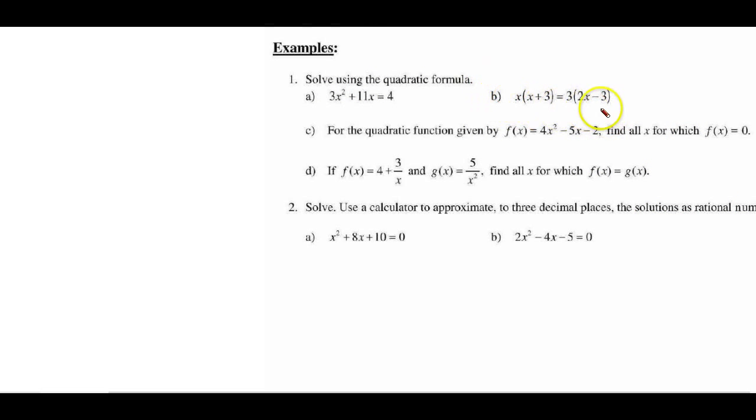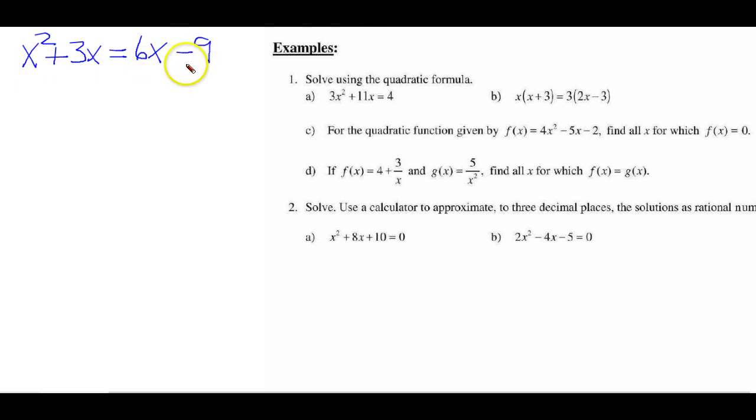B now, again, we have to put it in standard form. So let's do it together here. So this is going to be x squared plus 3x, as I remove the parentheses, equals 6x minus 9.